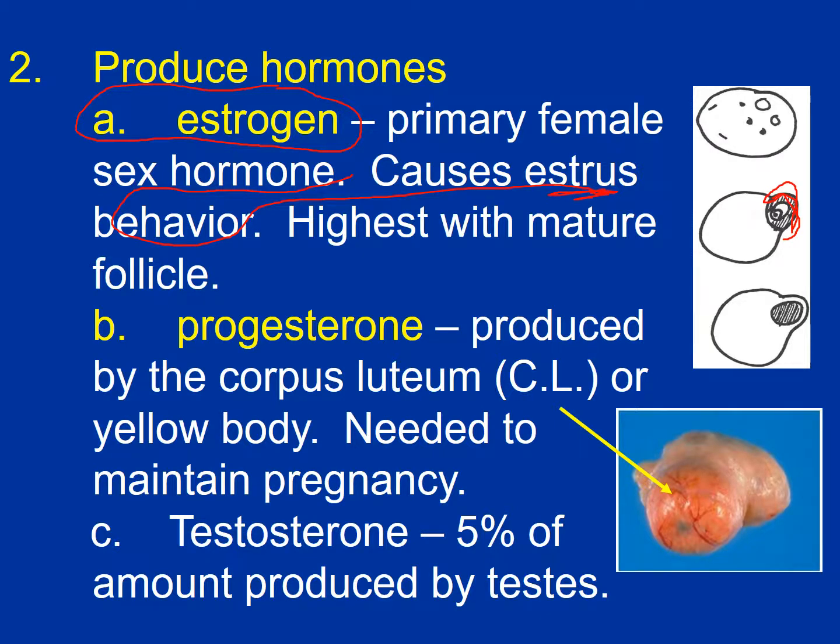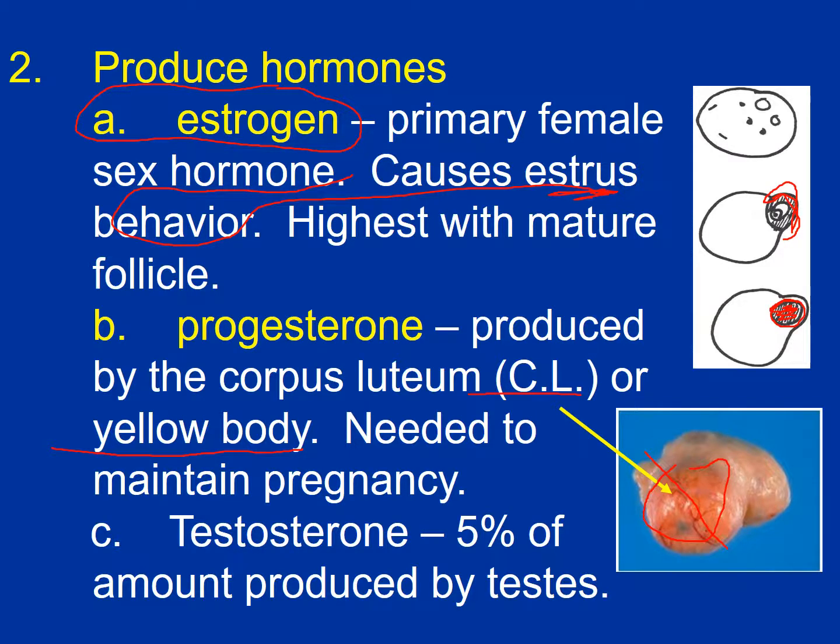In that time of ovulation, then we'll get a solid mass formed here, also known as the corpus luteum or yellow body, also known as the CL. And here's kind of an external picture. If we'd cut this open, we would find that that cell mass that's producing the progesterone is actually yellow in color. That's why it's known as a yellow body. Progesterone needs to be maintained relatively high to maintain a pregnancy.